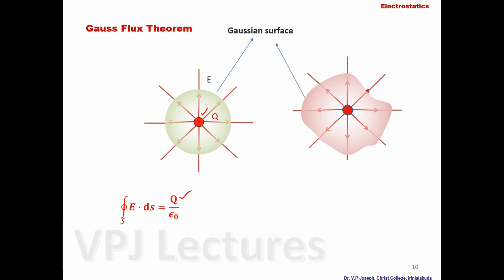Now, the second example, this is an arbitrary Gaussian surface, an irregular shape. Here also only one charge q is placed inside the Gaussian surface. So the equation remains the same. That is, closed surface integral E dot ds is equal to q by epsilon 0. In this case, the electric field at different points on the surface will be in different directions with respect to the normal at that point, or the ds at that point. ds is not in the same direction as that of the electric field. So we have to take the component.